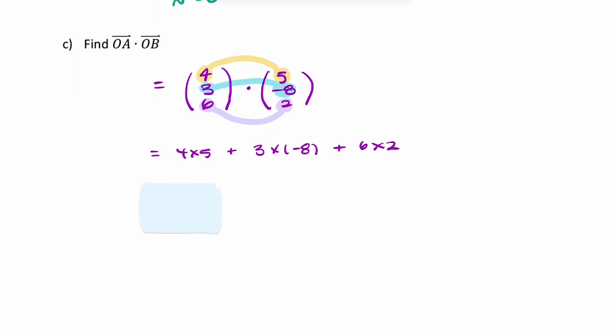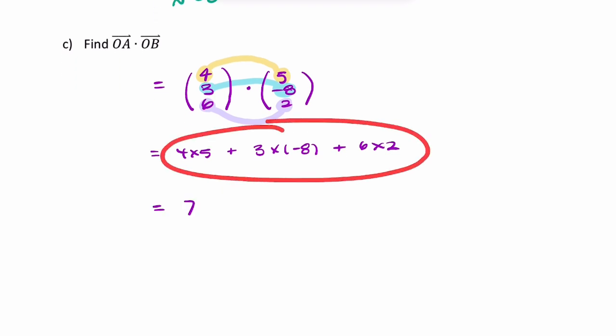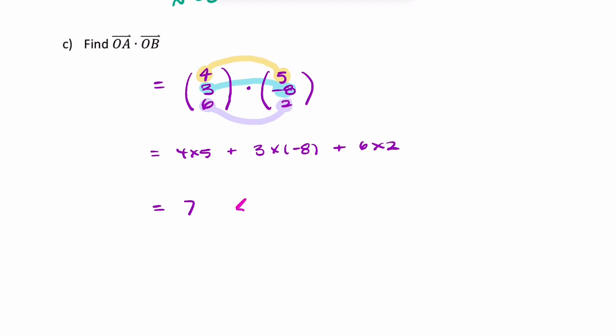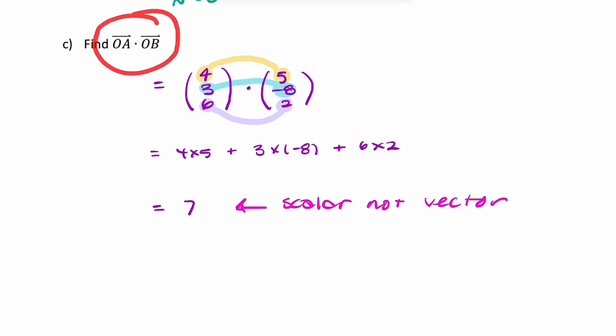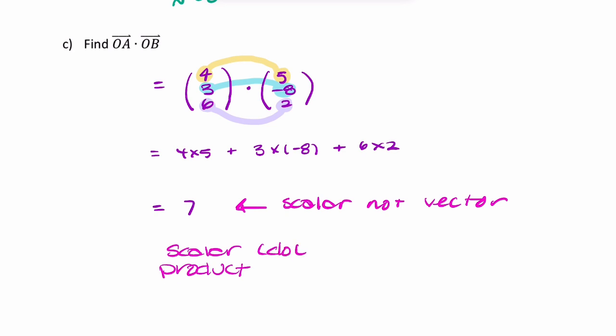So the result, after you add these together, is a scalar and not a vector. So we don't have an I and a J and a K component. What we have is a single number. So the product of OA times OB, we call this the dot product, or sometimes we call it the scalar product. So the scalar product, or the dot product, of these two vectors is simply 7.